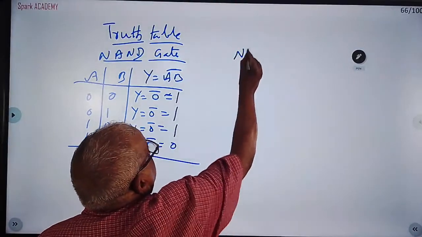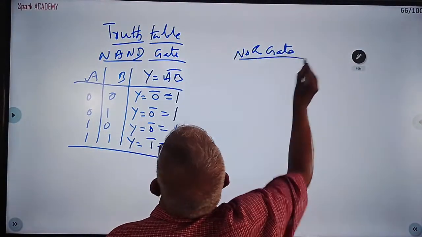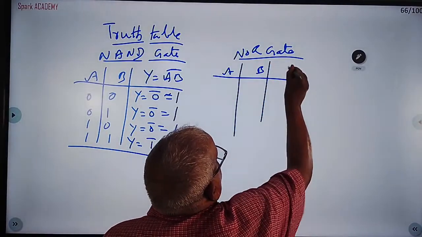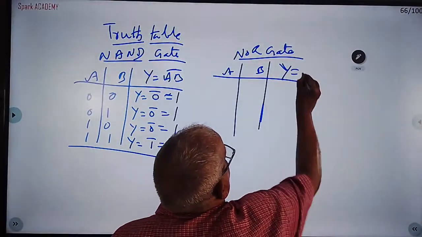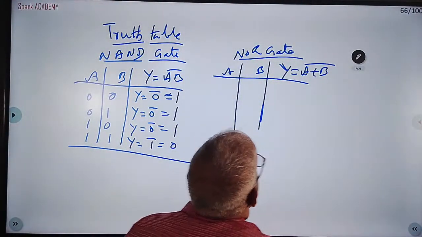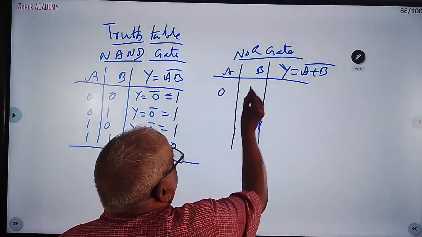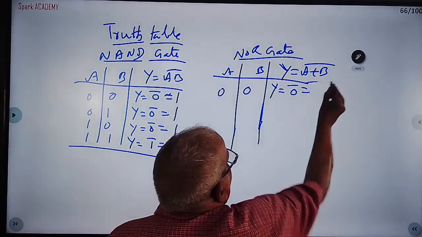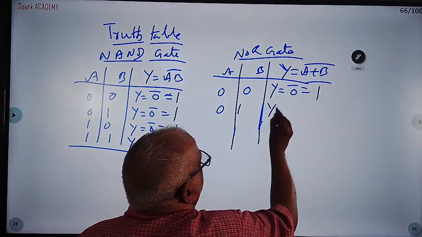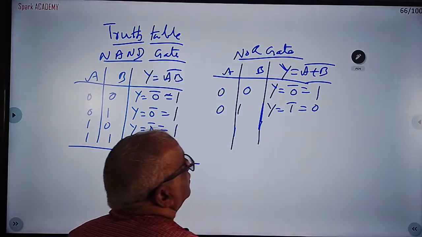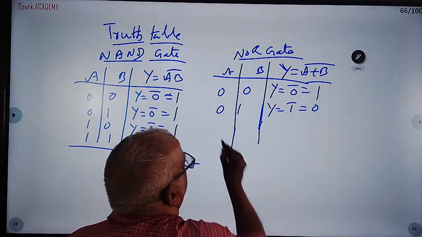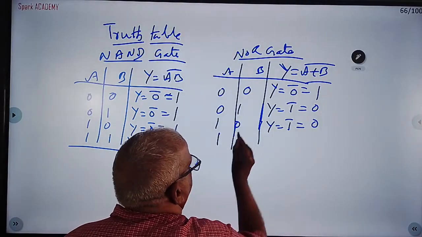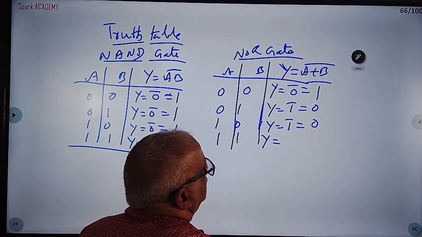Similarly, the NOR gate, this is called a truth table. NOR gate, here A, B, Y. Y is nothing but A plus B whole bar. The NOR gate is the opposite of the OR gate. A 0, B 0: 0 plus 0, 0 bar is nothing but 1. 0, 1: 0 plus 1 is 1, 1 bar is 0. You are not multiplying here. 1, 0: 1 plus 0 is 1, 1 bar is 0. 1, 1: 1 plus 1 is 1, not 2.